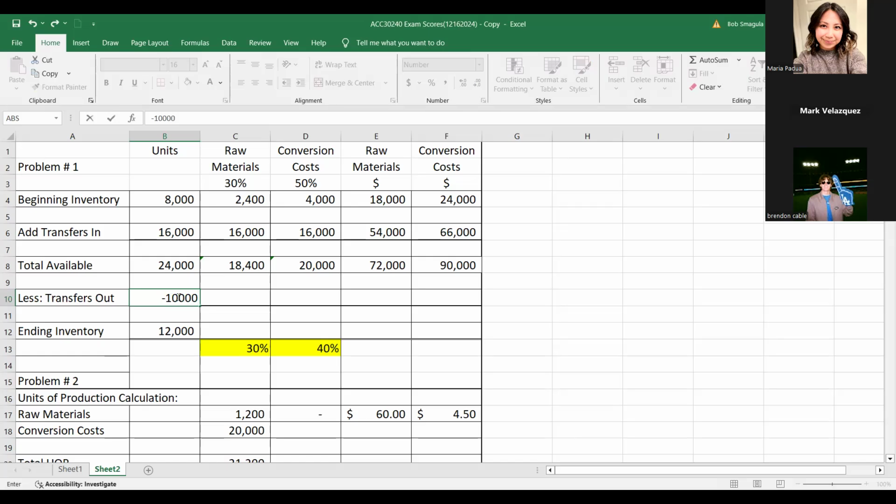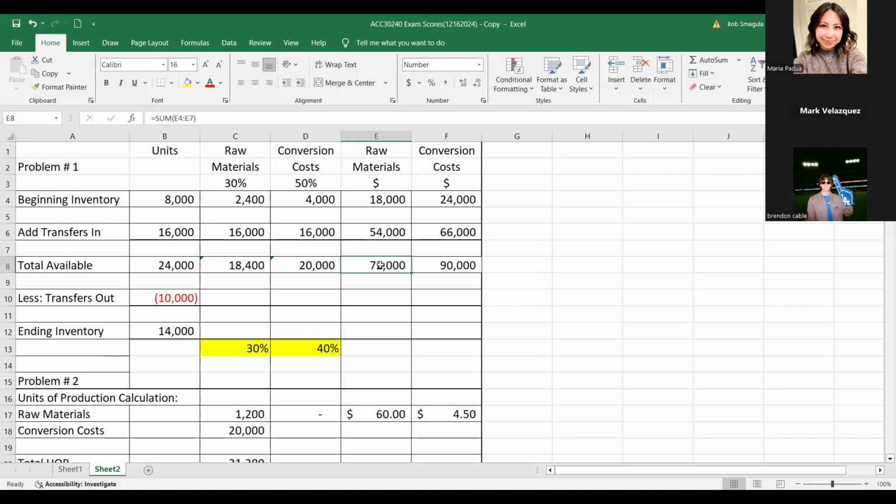I just don't like seeing the same number twice. Total available, you're responsible for 24. 10 gives you 14 in the ending inventory. These are the dollars here. Your total dollars for raw material is 72,000.